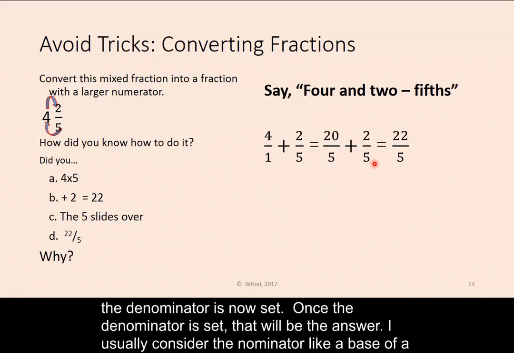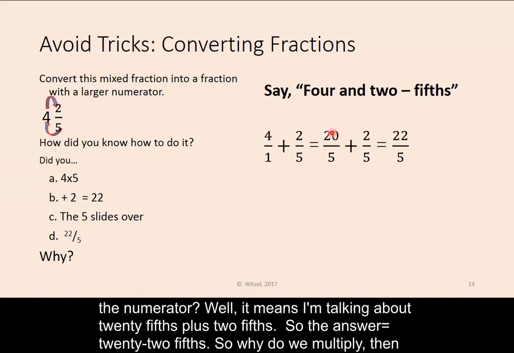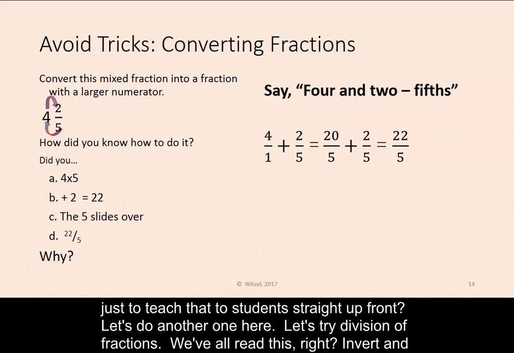Once the denominator is set, that will be the answer. I usually consider the denominator like a base of a number. So now the answer is going to be in fifths. We're discussing fifths, the answer is going to be in fifths. So what does that mean for the numerator? Well, it means I'm talking about 20/5 plus 2/5. So the answer, 22/5. So why do we multiply, then add, and the 5 slides over? What you're really doing is just adding fractions with unlike denominators. Wouldn't it make more sense just to teach that to students straight up front? Let's do another one here.